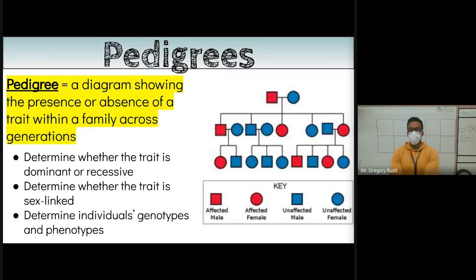Analyzing these pedigrees allows us to do several things. Number one, we can determine if the trait is dominant or recessive. Number two, we can also determine if the trait is sex-linked. And hopefully we know what all of these terms mean at this point, since we've been talking about them for a week now. And then lastly, we can actually look at these pedigrees and determine individuals' genotypes and their phenotypes.